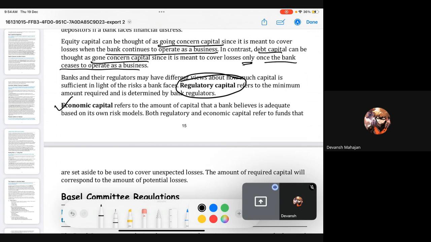And usually क्या होता है? Regulatory capital you have to maintain. Any bank has to maintain the regulatory capital because that is for compliance. Economic capital usually उससे थोड़ा ज्यादा होता है. Okay?